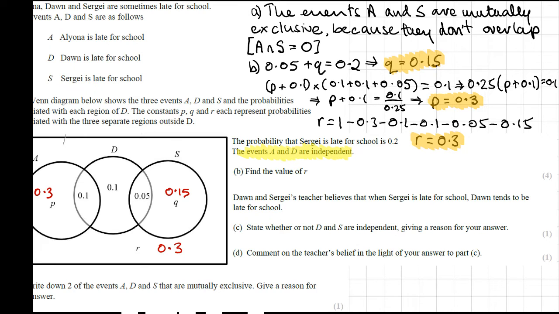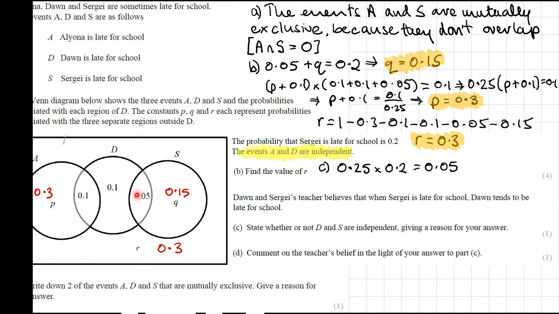So we use the rule for independence for D and S. So if they are independent, the probability of D times the probability of S is going to be equal to the probability of D and S, which is 0.05. So let's do that calculation. So the probability of D is 0.25. The probability of S, so these two added together, is 0.2. Let's see what that equals. That's equal to 0.05. Now that is equal to the overlap here.